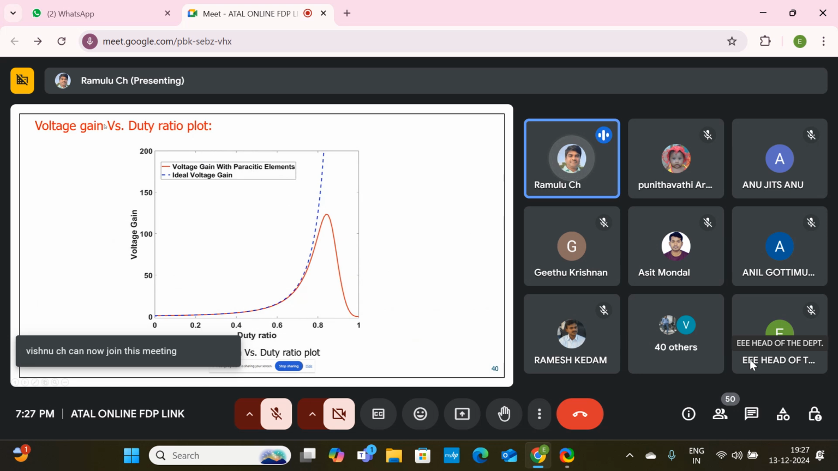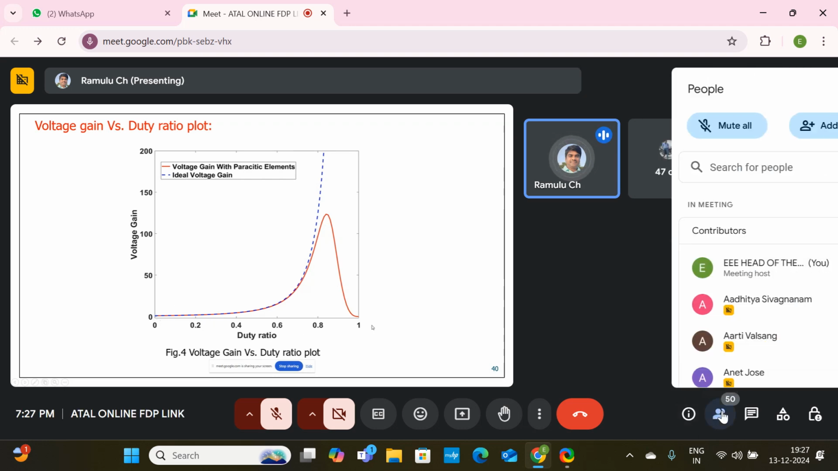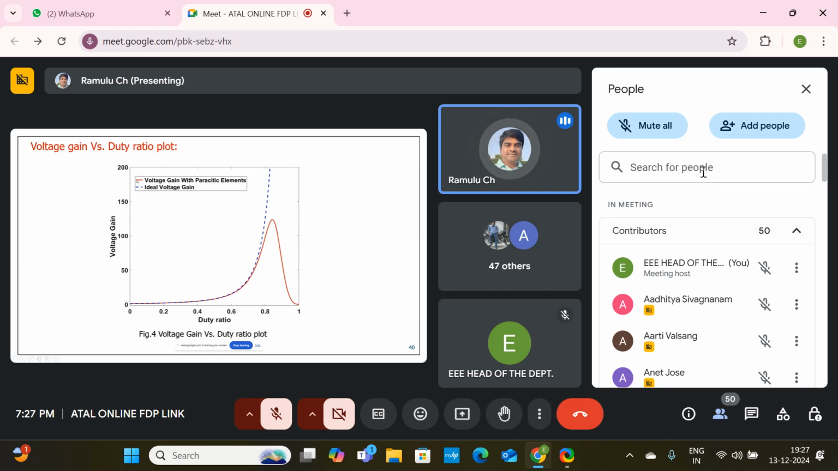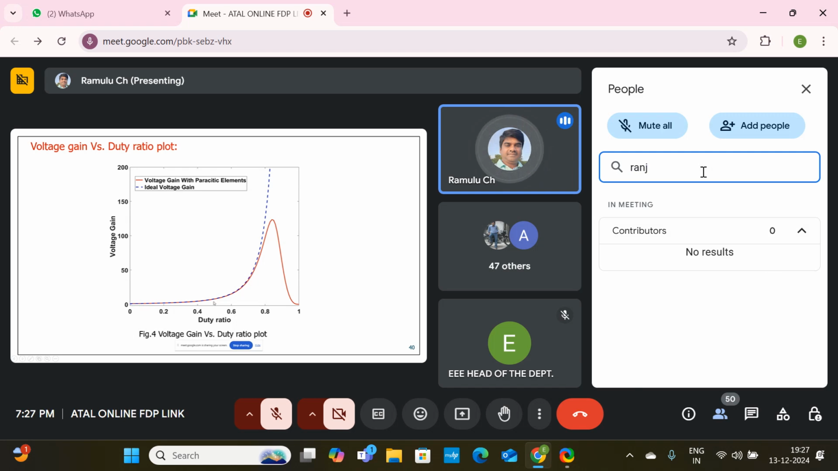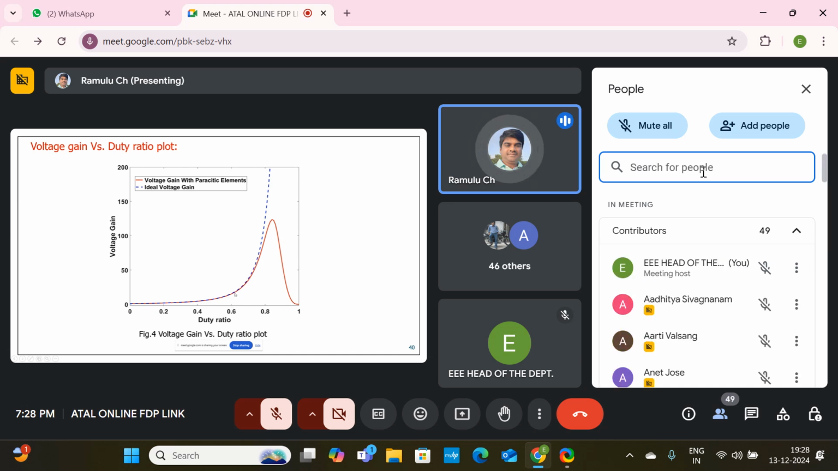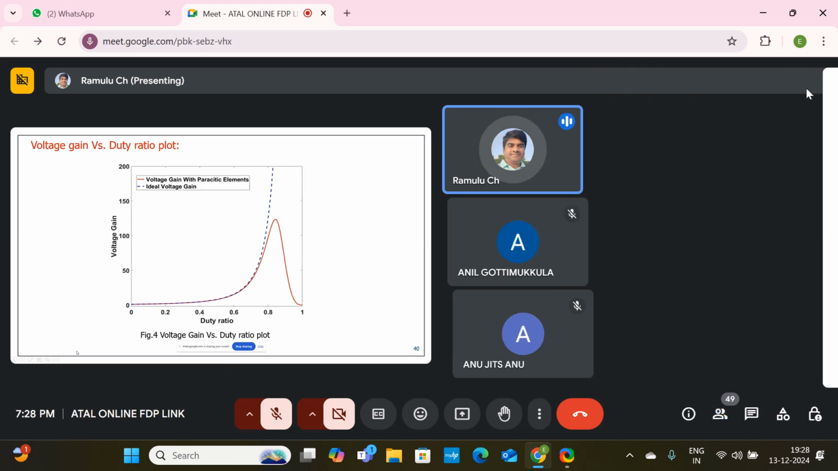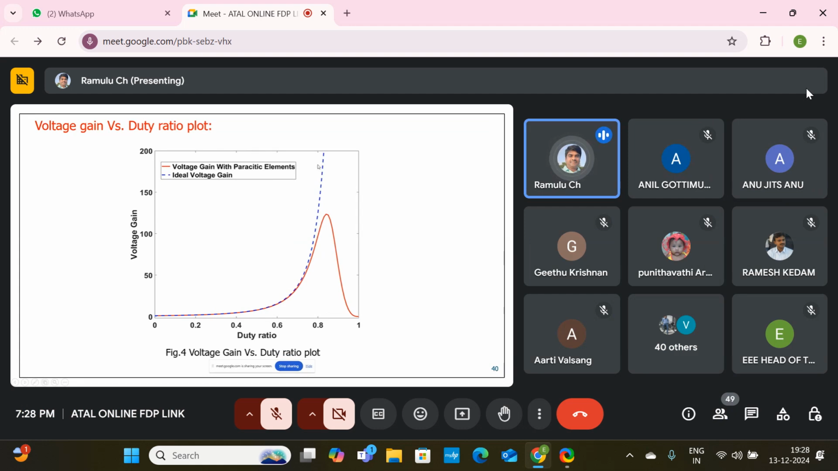Now coming to the voltage gain and duty ratio. What is the relation between the voltage gain and duty ratio? This red colored one is the voltage gain when parasitic elements are considered, with internal resistance, and the other is the ideal voltage gain. You can observe from this graph, the x-axis is the duty ratio and the y-axis is the voltage gain. Slowly, as I increase the duty ratio beyond 0.6 for the ideal one, the gain also increases.